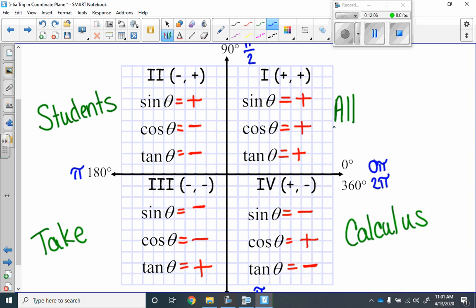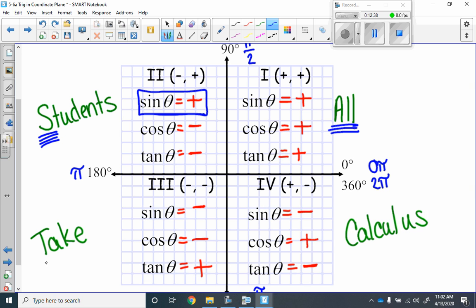So the first part here, all. That tells us that all, sine, cosine, tangent, secant, cosecant, cotangent, all of those trig ratios are always going to be positive. When you get to the next part here, you see students. Students starts with an S. That means that only sine is positive. Along with it, the cosecant is going to be positive as well. But cosine and tangent are both negative.